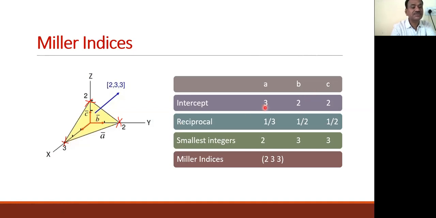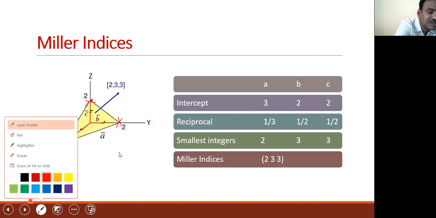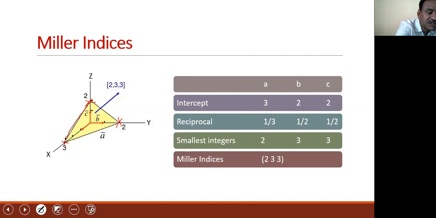I think you understood this. What are the intercepts here? This is one plane, students. Where does it intercept on the x-axis? 3a. On the y-axis it is 2b. On the z-axis it is 2c. I hope that you understood this. Of course, I will discuss several examples. If not in this one, in the second example you will understand.